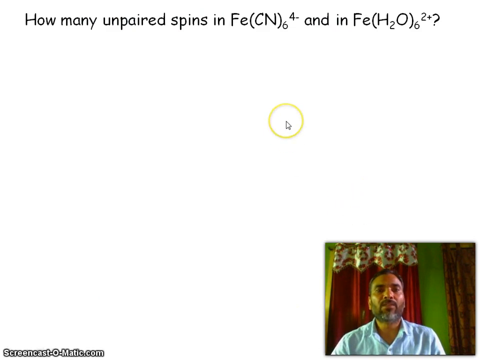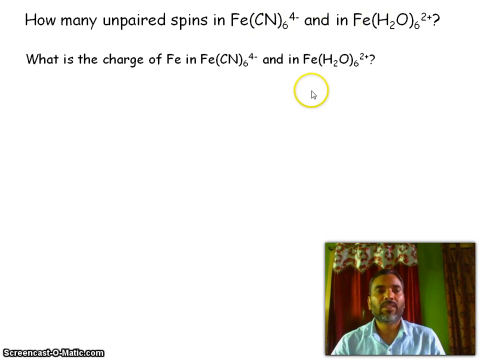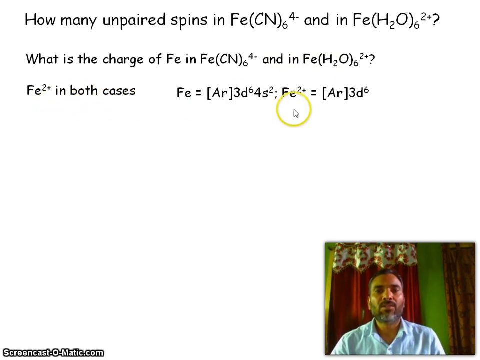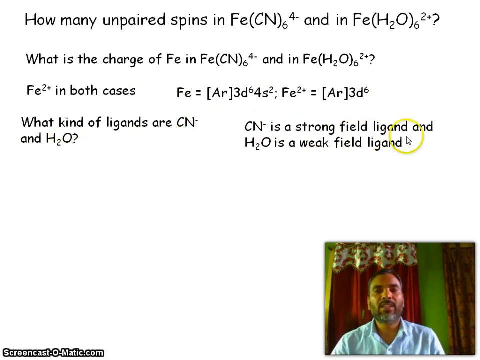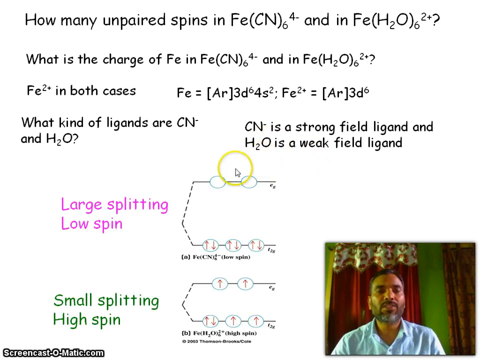How many unpaired electrons are in [Fe(CN)6]4- and in [Fe(H2O)6]2+? So what is the ligand? Nature of ligand, look, this is a strong ligand. So what is the charge of Fe in [Fe(CN)6]4- and [Fe(H2O)6]2+? Fe2+ in both cases. So this is the configuration. What kind of ligands are CN and water? CN is a strong ligand field and H2O is weak, and that is the key for the answer to these questions.